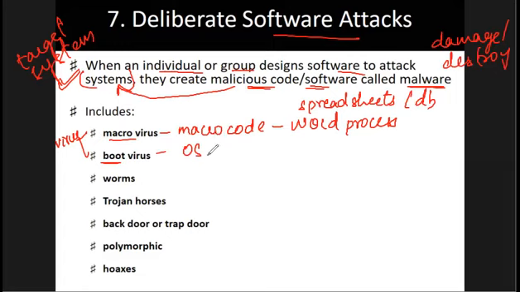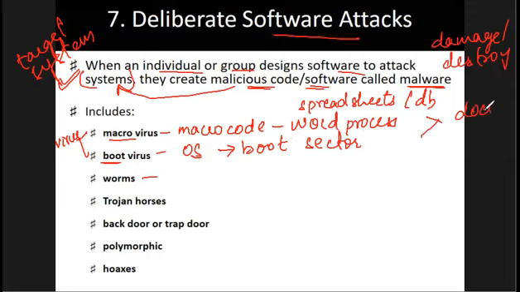So that file is going to be infected by a virus within the boot sector. Now within the boot, you're going to have all the operating system files and features that are going to be enabled when you turn on the system. The next is worms.